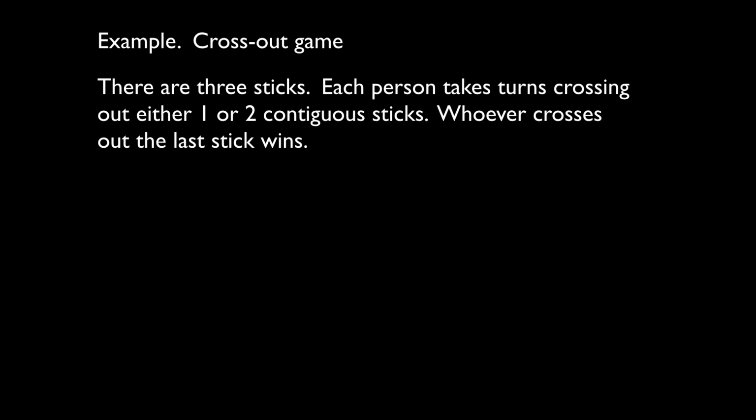Yeah, you cross out the middle one, right? Because if you cross out the first 2, then I would just win by crossing out the last one, right? See what I'm saying? Exactly. If you crossed out 1, then I would cross out 2. So you want to cross out the middle stick. Does that make sense? Clear?